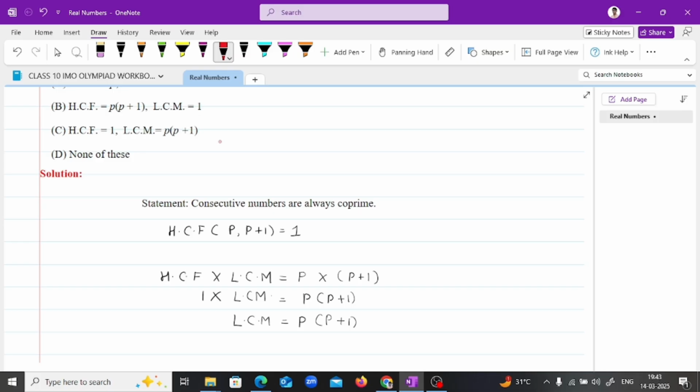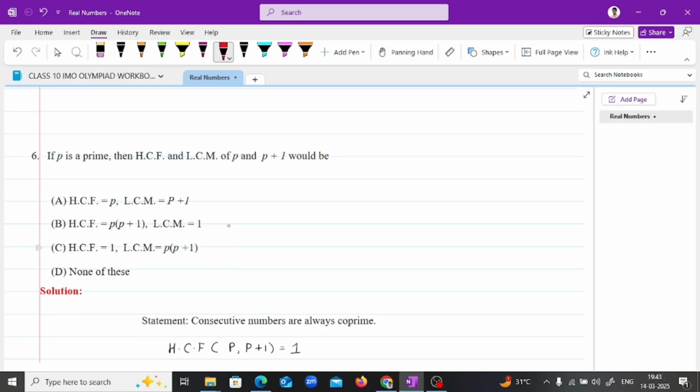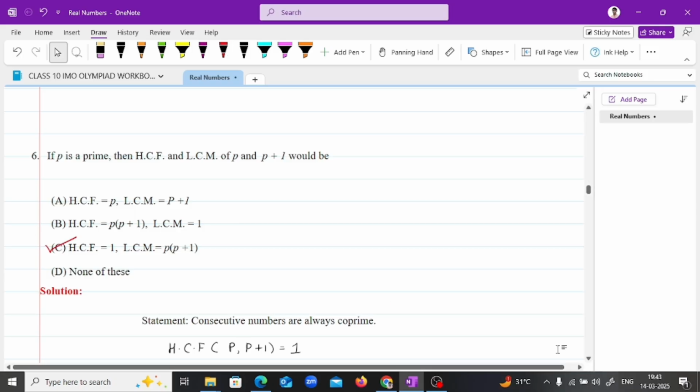Since we have already found the HCF of P comma P plus 1 is 1 and the LCM of P comma P plus 1 is P into P plus 1, the correct option will be option C, that is HCF is 1 and LCM is P into P plus 1.